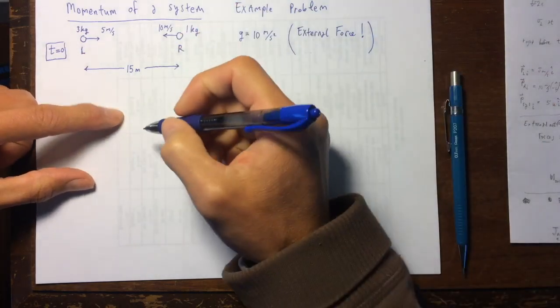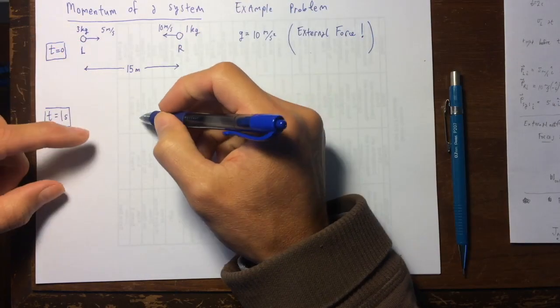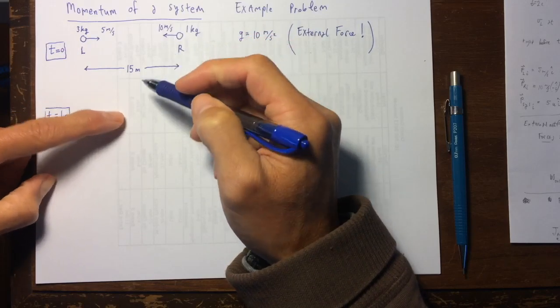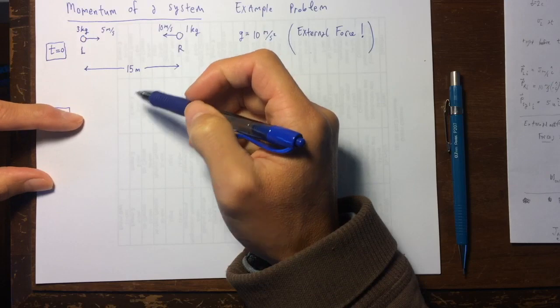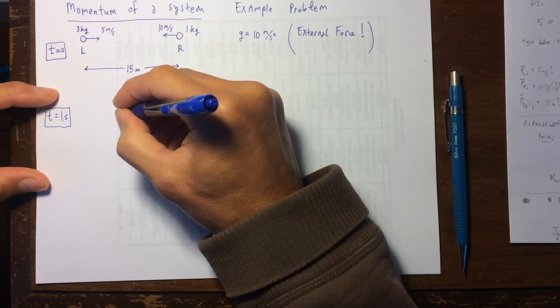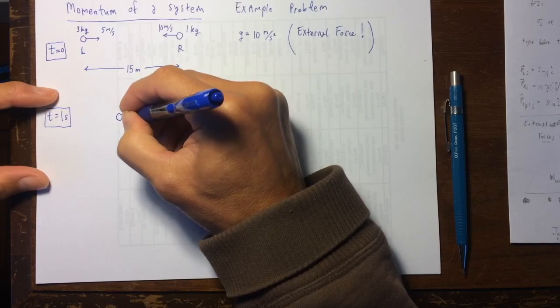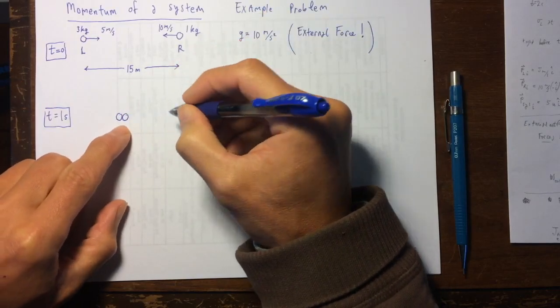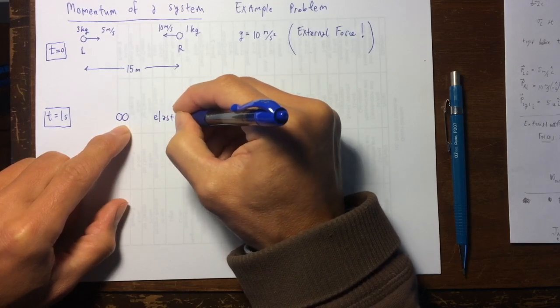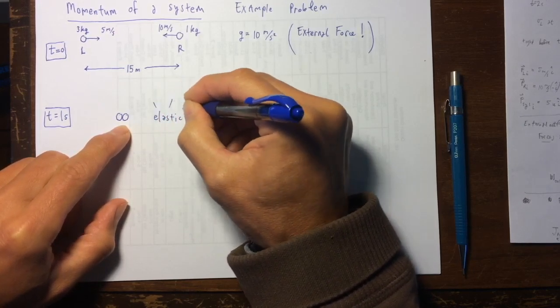Because the left side is the slower side, they meet just 5 meters over from the left side, so like a third of the distance across. And those two objects begin the collision. And for the purposes of this example problem, I'm going to say it's an elastic collision.